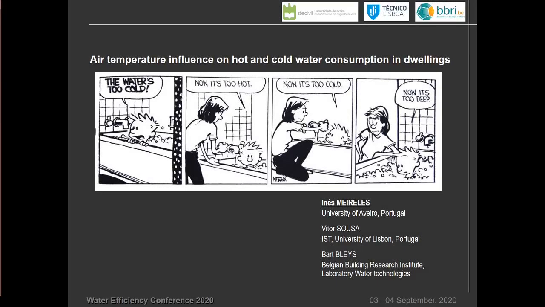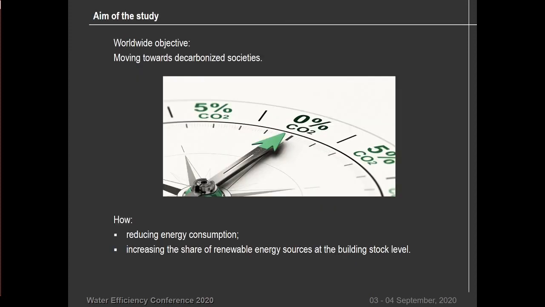Hello, I'm going to present a study called Air Temperature Influence on Hot and Cold Water Consumption in Dwellings. Countries around the globe are making efforts towards decarbonized societies. This is being performed namely by taking actions to reduce energy consumption and to increase the share of renewable energy sources at the building stock level.